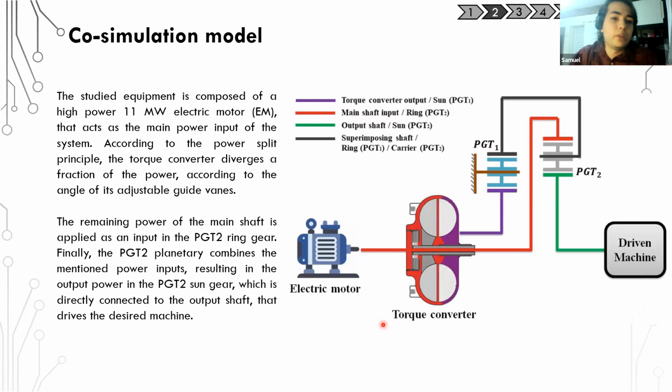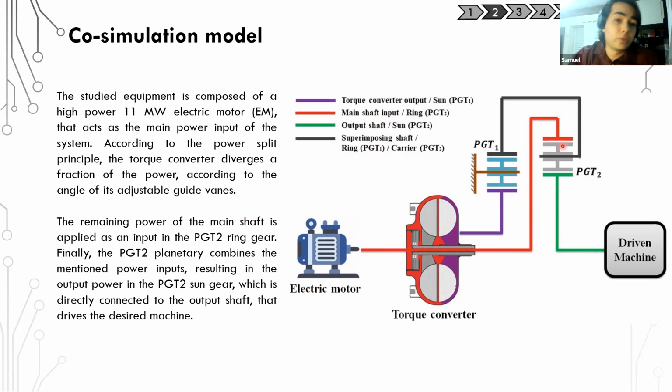So regarding the simulation model, the machine is characterized by a hydrodynamic power transmission equipped with an 11 megawatt electric motor, which acts as the main input power of the system. The electric motor, according to the power split principle, splits the input power between the torque converter's pump and the main shaft of this machine.